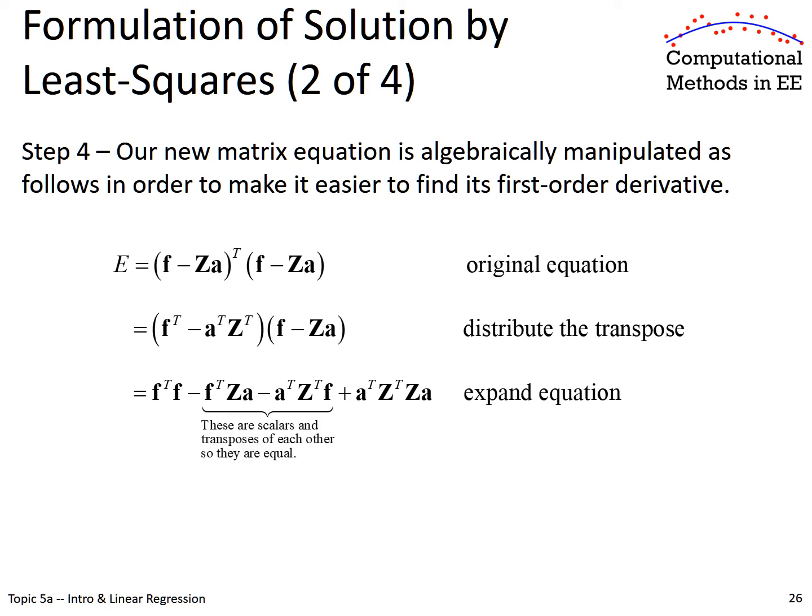Now we're going to observe something. Look at these two terms. Since E is a single number, every single term in this equation has to be just a single number. That means, since these just involve F and Z and A, and both of them are just transposes of each other, they have to be the same because they'll reduce to a single number, and they're transposes of each other. That means we can combine them, and that's really the last step. So we combine the terms and have a slightly simpler equation. On to the next step.